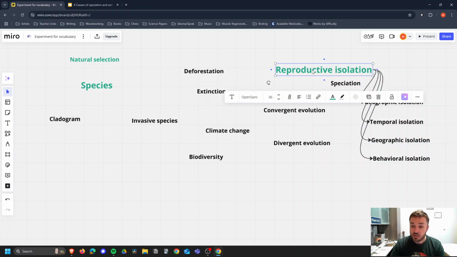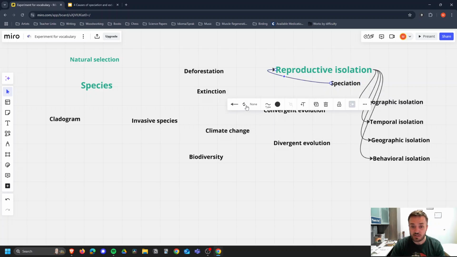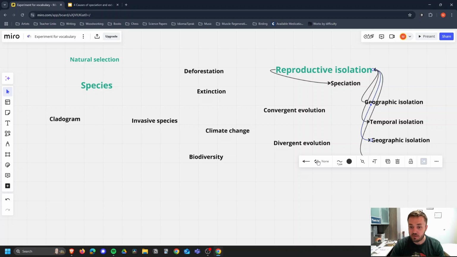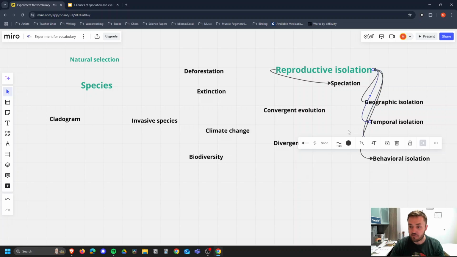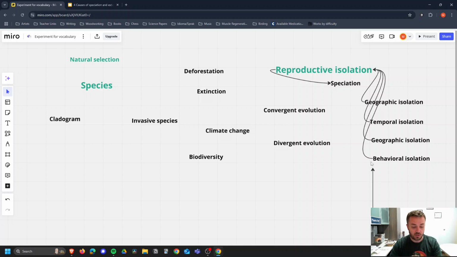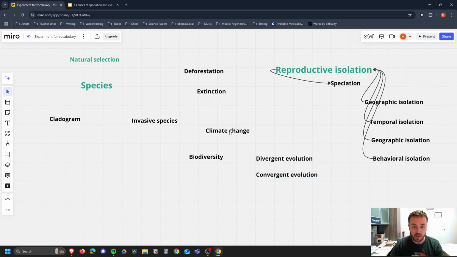And I would say that reproductive isolation kind of leads to speciation. So I'm going to go ahead and toss that arrow in there. All right, so reproductive isolation, these are all examples of it, and they all lead to that. I think it would probably be more effective if I change these arrows to reflect that idea. There we go. These are all types of reproductive isolation, which will all lead to speciation. We didn't speak much about convergent and divergent evolution. We'll get back to that.